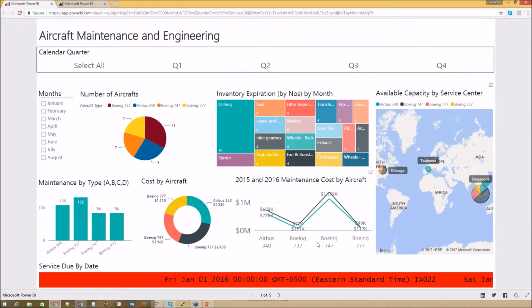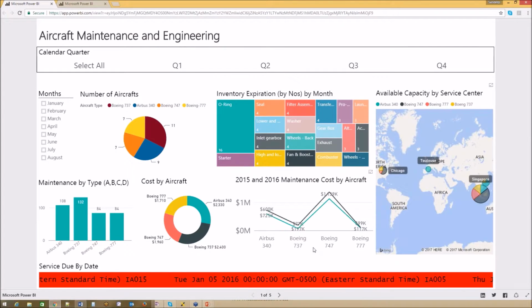We've also mocked up another graph here. This is about maintenance cost by aircraft. Basically, this shows the trends of what the maintenance cost was for different types of aircraft in our fleet. So in the previous year to this year.